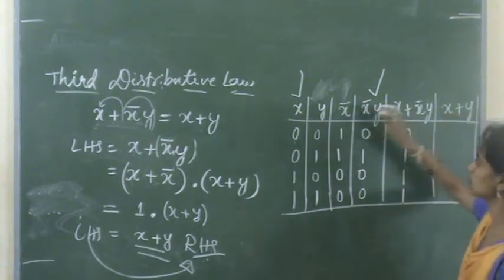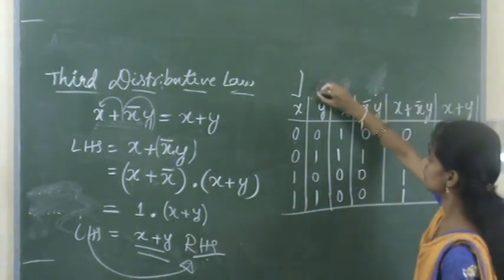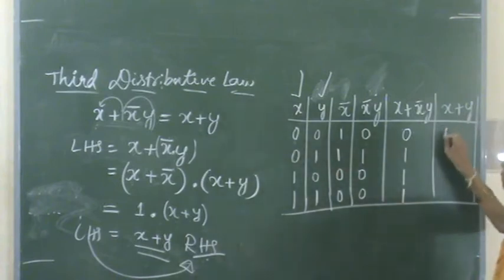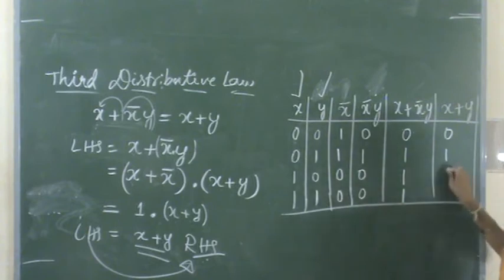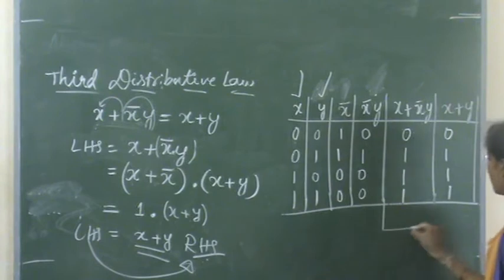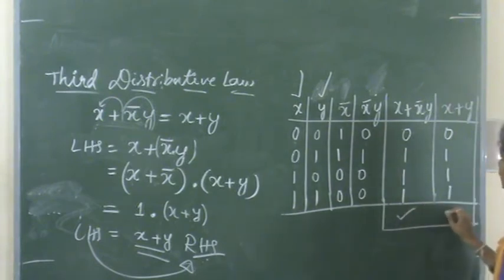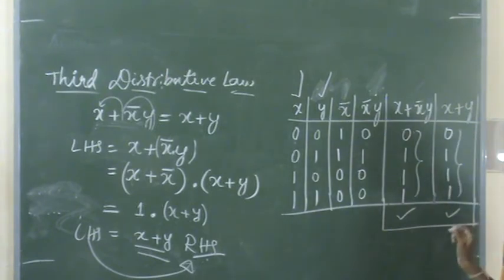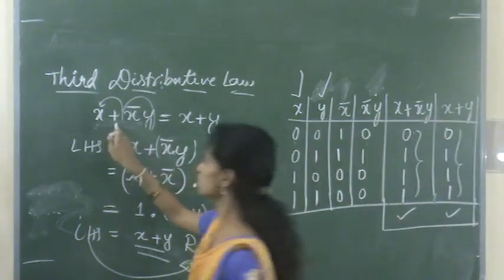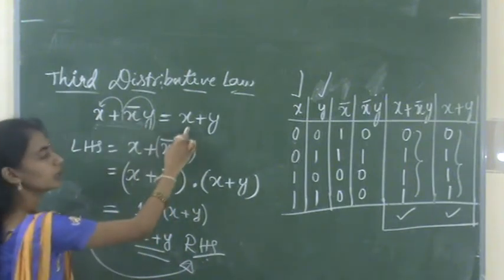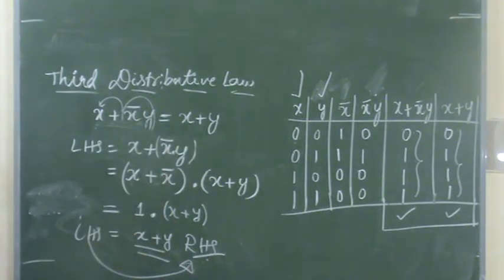Now we need to perform x plus y. So this x and then y. 0 plus 0 is 0, 0 plus 1 is 1, 1 plus 0 is 1, 1 plus 1 is 1. Now see these two columns, this one and this one. The result of these two columns is the same. Hence we can prove that x plus x bar y is equal to x plus y. So this is the third distributive law. This is the last law.